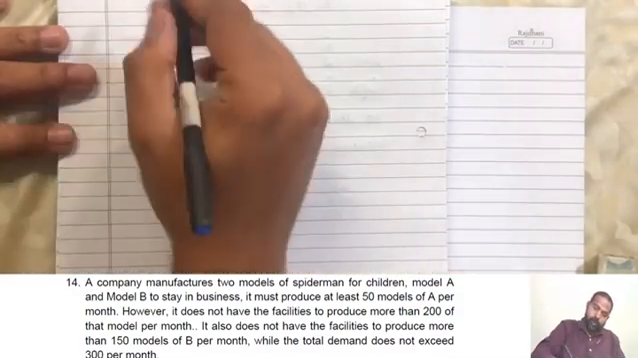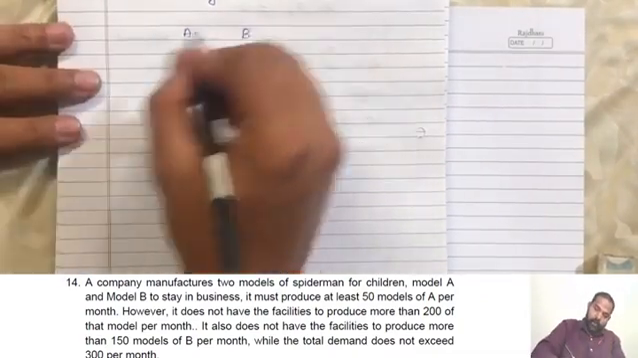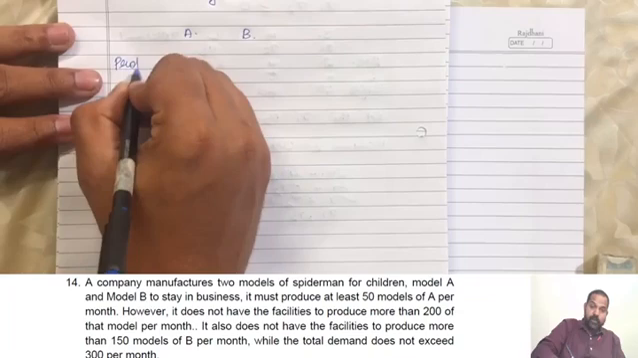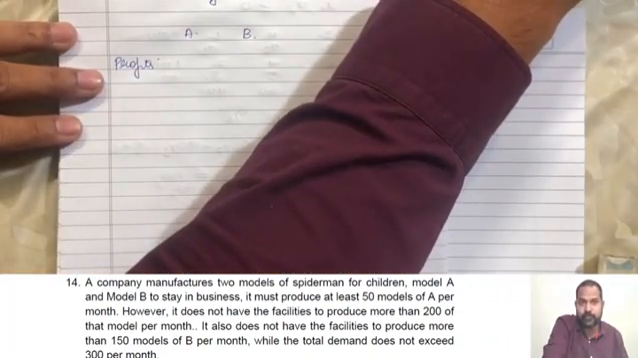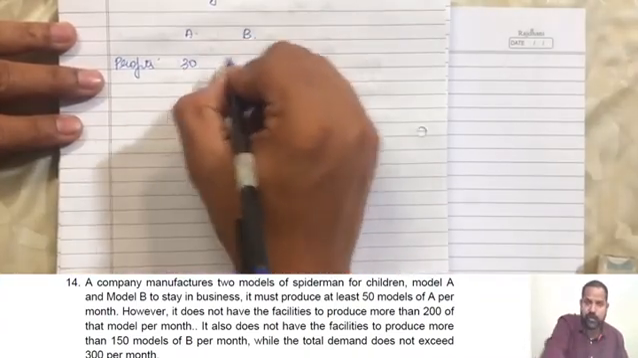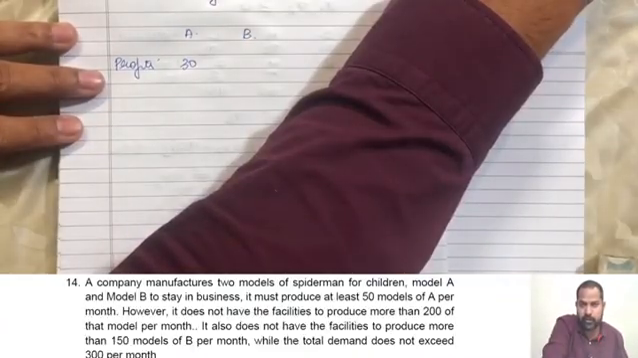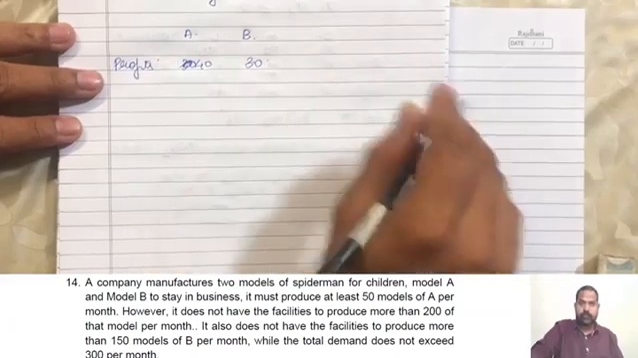So, model A, model B. What are the profits given to you? Well, the profit per model A is 40 and model B is 30. 40, 30.